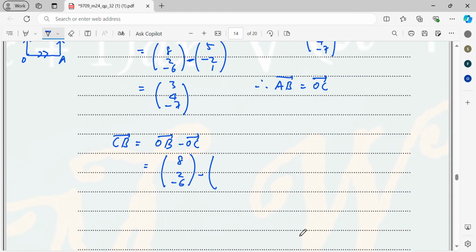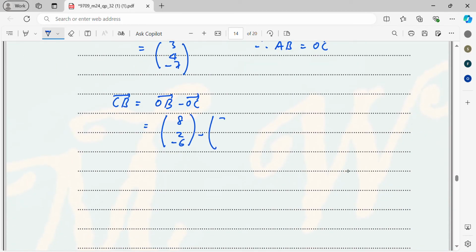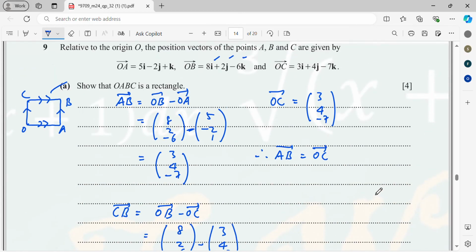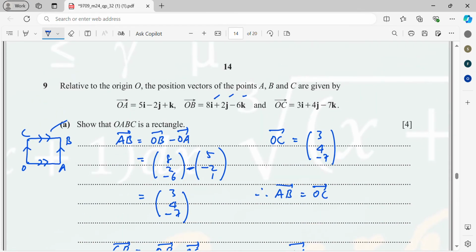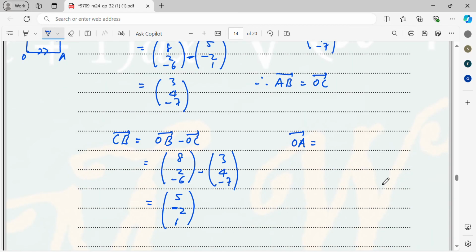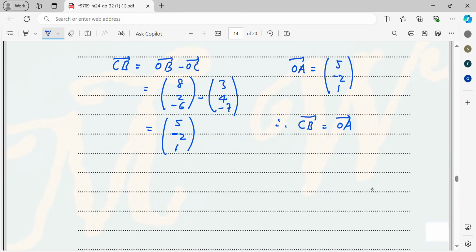Minus OC, 3, 4, minus 7. So this is going to be 5, minus 2, 1. Okay, then I will compare this with OA. Vector OA, and in the question it is 5, minus 2, 1. So obviously, vector CB is the same as vector OA. Okay, so now I will calculate the length of AB.